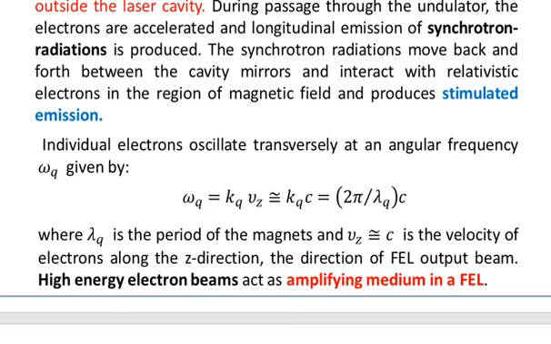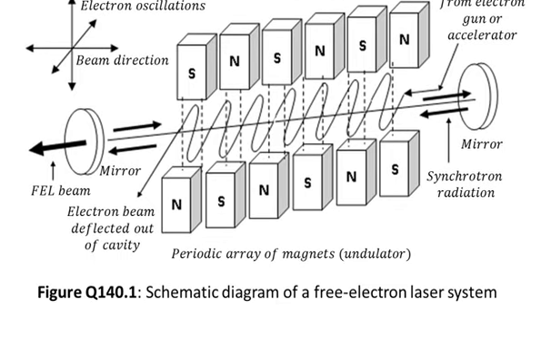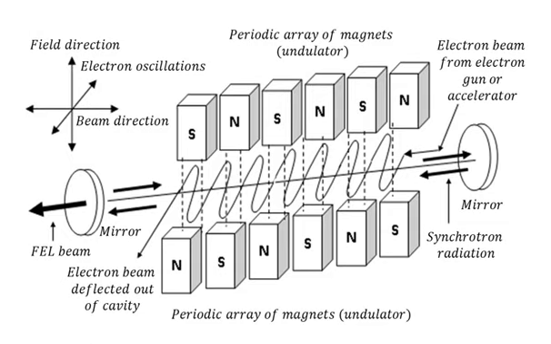So let me show you the structure of the FEL. Caption is schematic diagram of a free electron laser system. You can see that over here I have shown three directions. This is the beam direction, the horizontal arrow pointing towards the right, which is the Z direction. And the electrons are oscillating along this arrow.